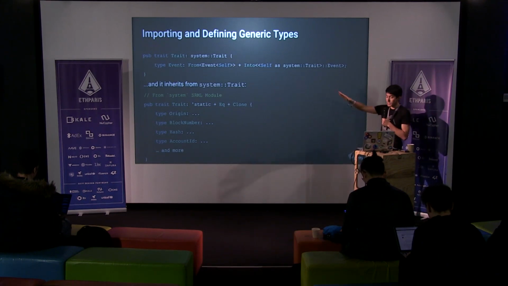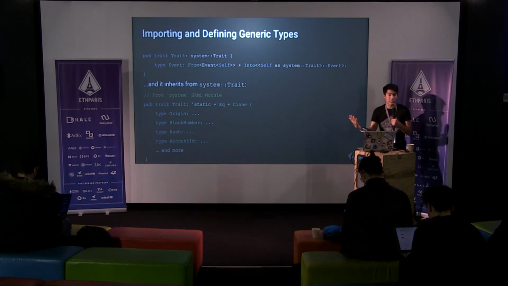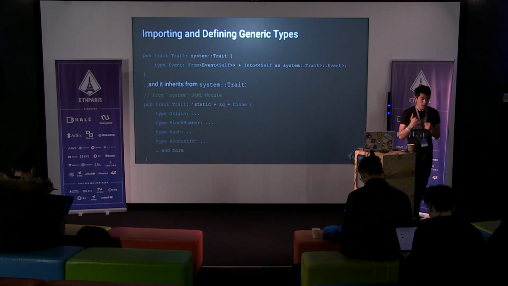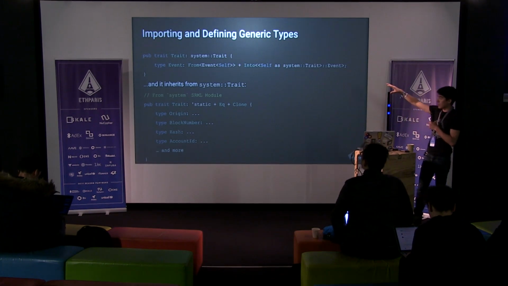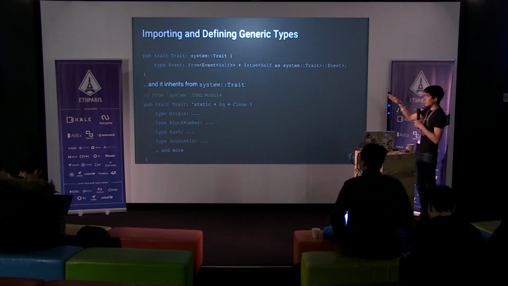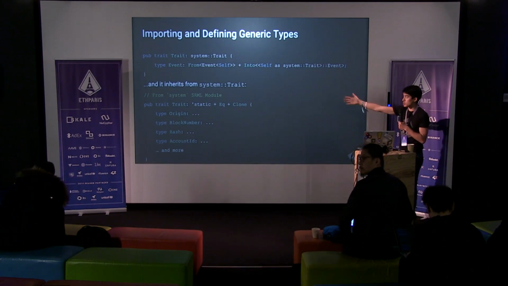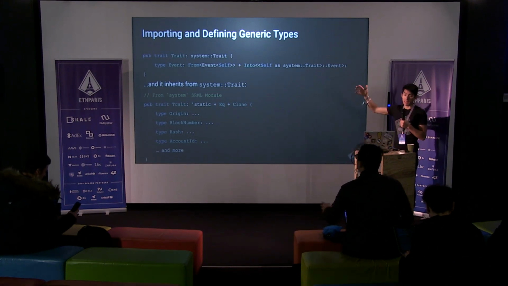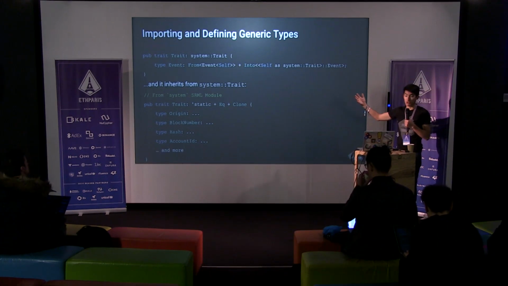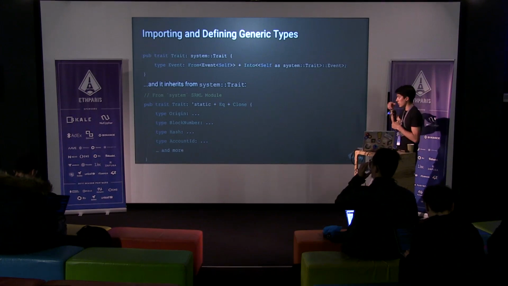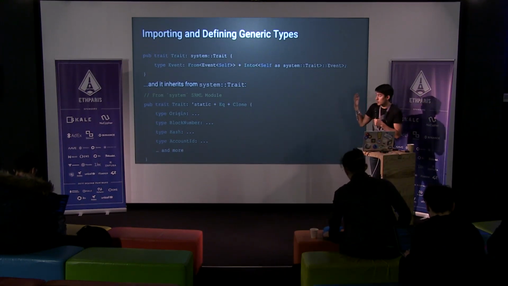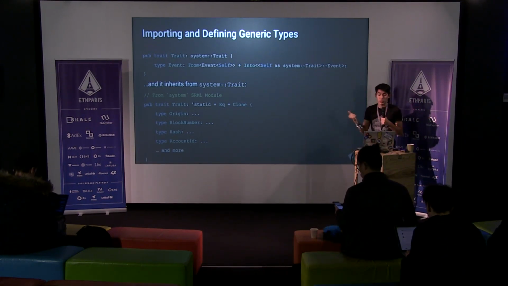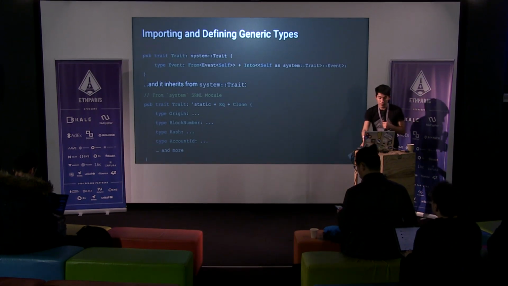If you want to use events, you need to have this event type there. But you can see that our trait inherits from the system trait. And the system trait has things like origin, block number, hash, account ID, things that you might commonly expect to find in a blockchain. So the idea is that every module exposes their own trait, like the system module, which exposes its own traits. You can inherit into your module, and you can use it. And again, this is all about the modularity of Substrate modules, allowing you to create and import and use modules within one another in a generic way.